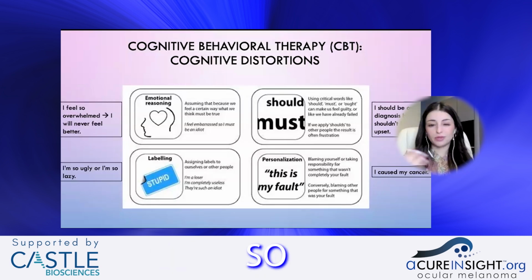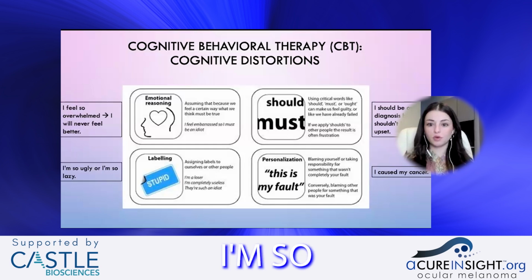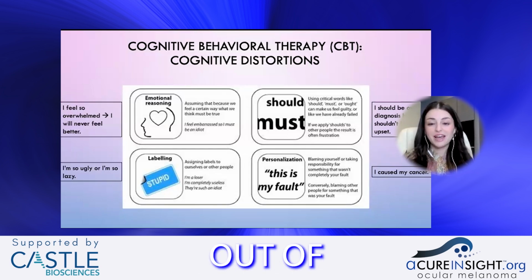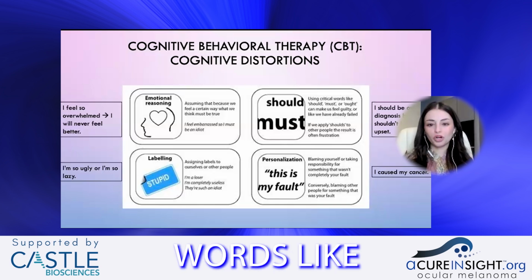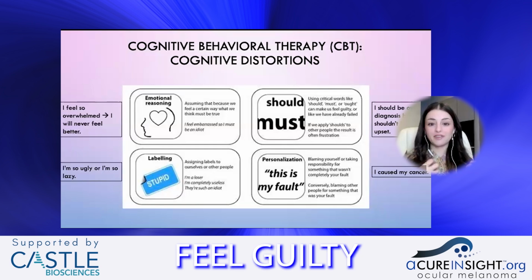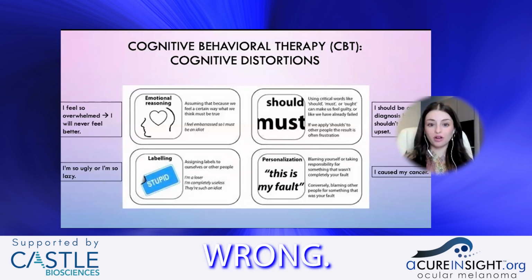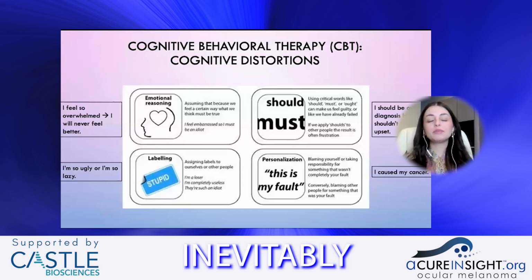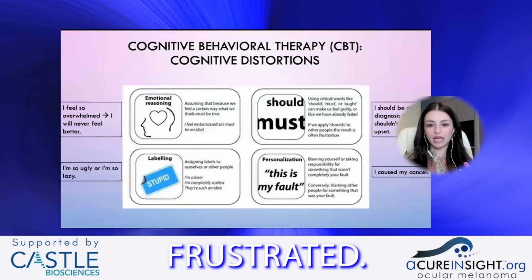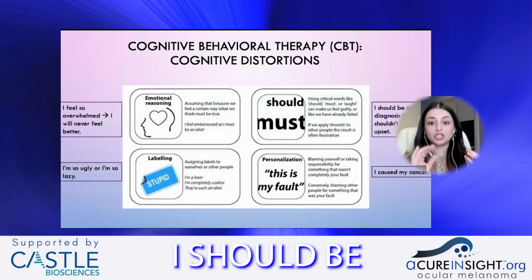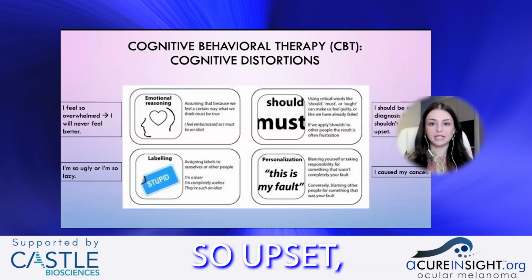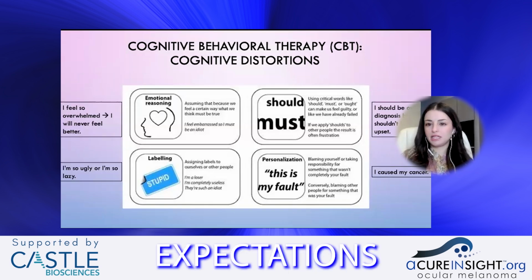And we have labeling, so assigning a label to yourself or someone else. I'm so ugly, I'm so lazy. Then we have should or must. This is my favorite out of all of these. So the idea here is that when we use these critical words like should or must, it can make us feel guilty or like we've done something wrong. Or when we apply these words to other people, it's inevitably going to make us feel incredibly frustrated, right? So an example, I should be over my diagnosis by now. I shouldn't be so upset, right? So we're placing these unfair expectations on ourselves.